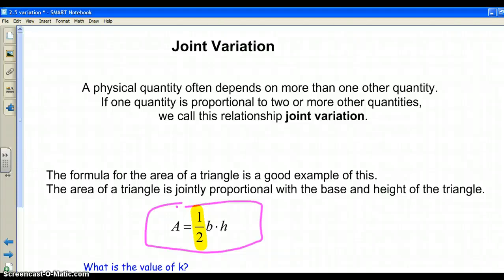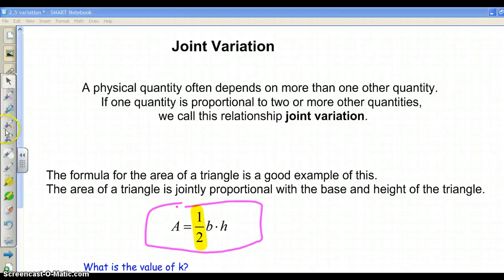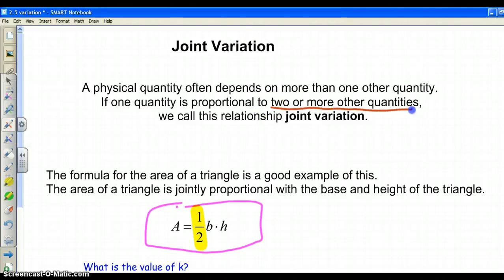Okay, here is your quick lesson on joint variation. And again, this is pretty easy stuff. But sometimes with two or more quantities, our formula is more complicated than just y equals k times x. And we may have additional variables here. And so we can be jointly proportional, for example, with base and height of a triangle.